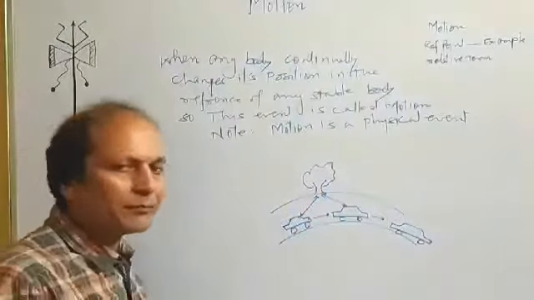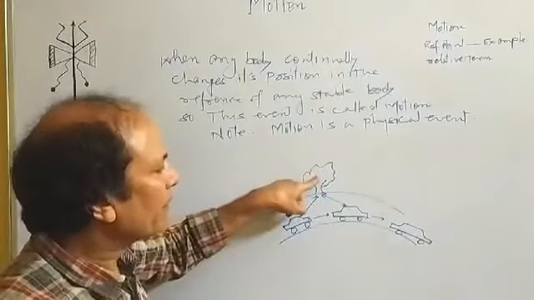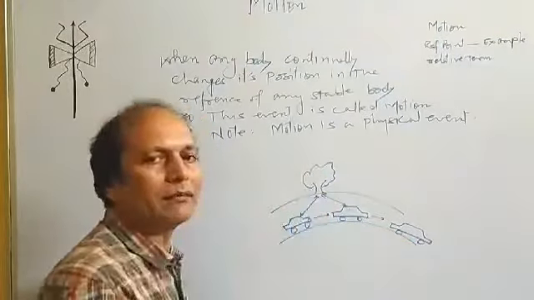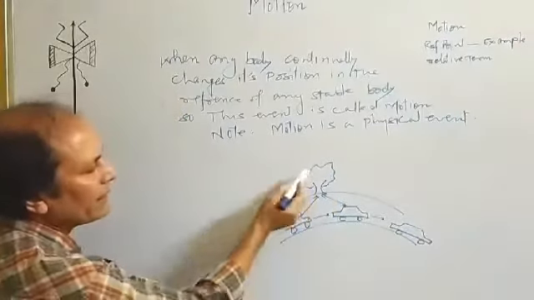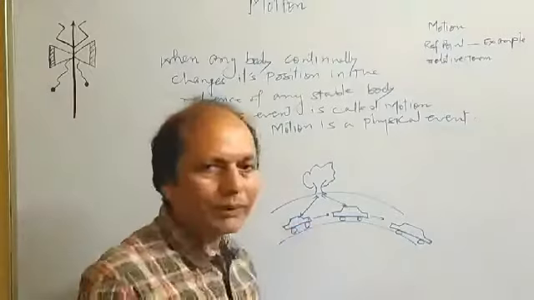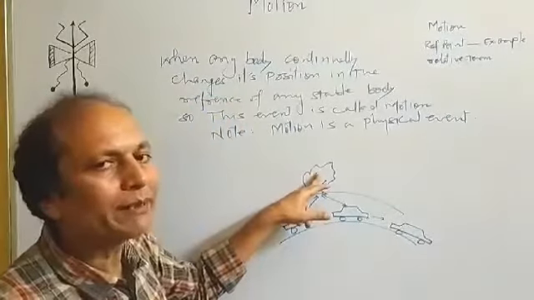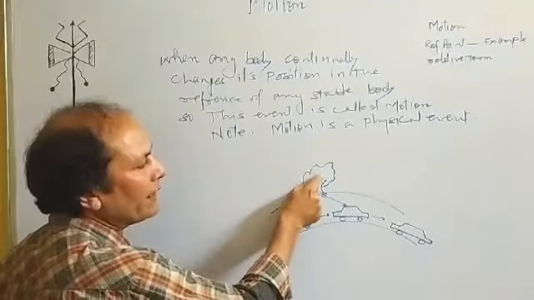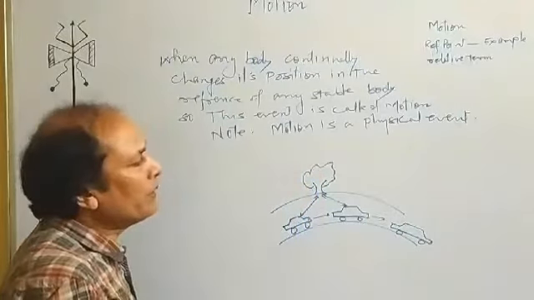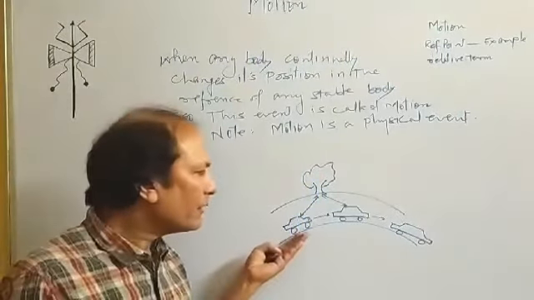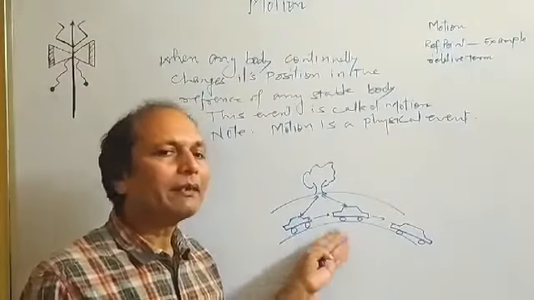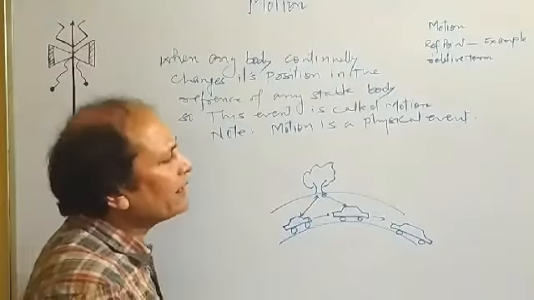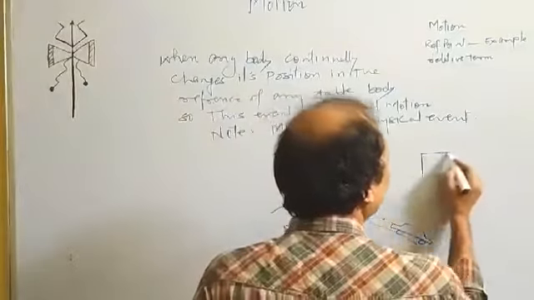So in this situation we are watching that the tree is stable, but the car is continually changing its position in the reference of this tree. So we say that the car is in motion in the reference of the tree, because the car is continually changing its position in the reference of this tree. This is the first example.